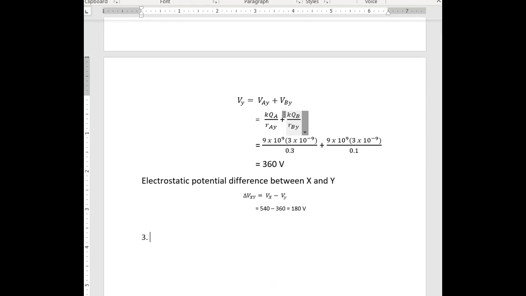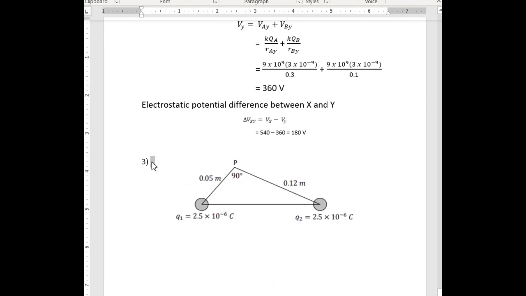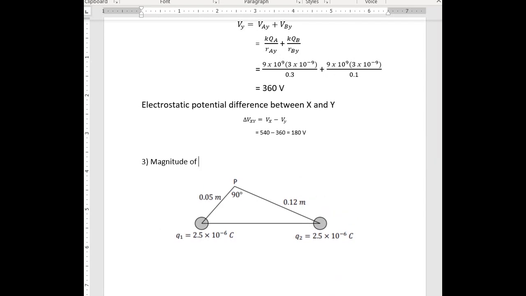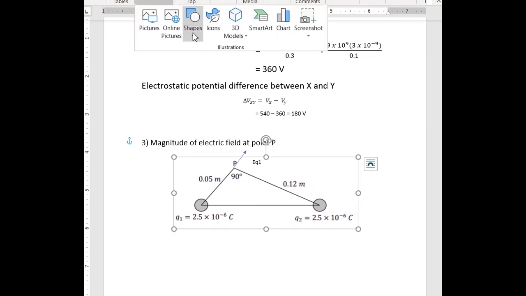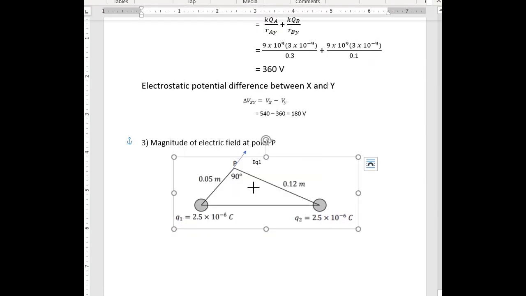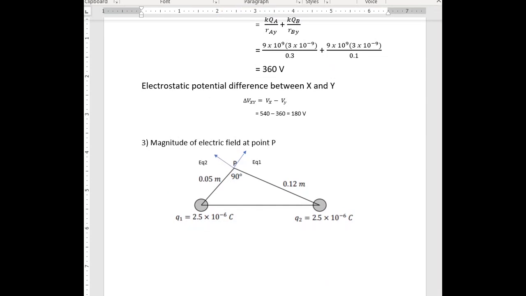For question 3, calculate the magnitude of the electric field at point P. The electric field at point P caused by the charge Q1 is in this direction, and the electric field caused by Q2 is in this direction. So first we find the electric field at point P caused by charge Q1.